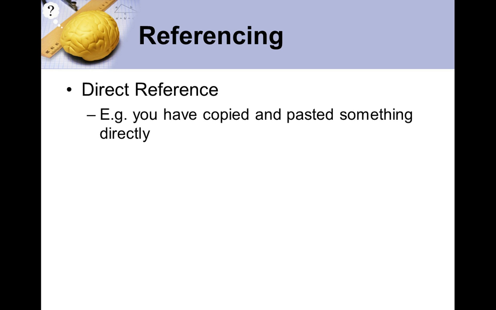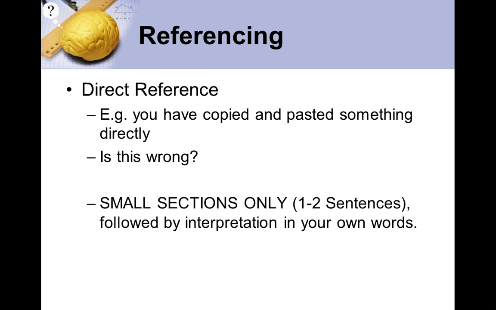The first is a direct reference, and this is where you directly copy something from a book or from an internet site. Now, contrary to what you might think, this isn't wrong. You can do that, but you can only copy very small sections, maybe 1 or 2 sentences at the most, and you must fully reference to say that that is not your own work, but you have taken it from somewhere else. It's also really important that you then interpret that in your own words, because you need to show that you understand what that means and that you haven't just copied something off the internet. So when we do this, we must reference and we put the part that we've copied in inverted commas.